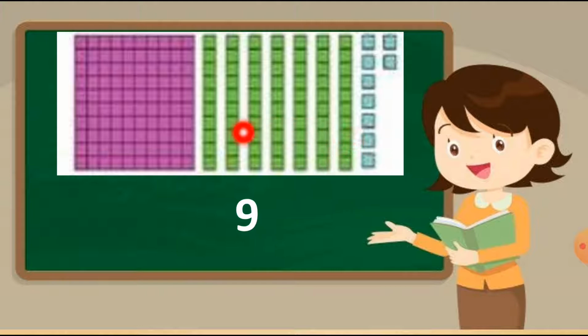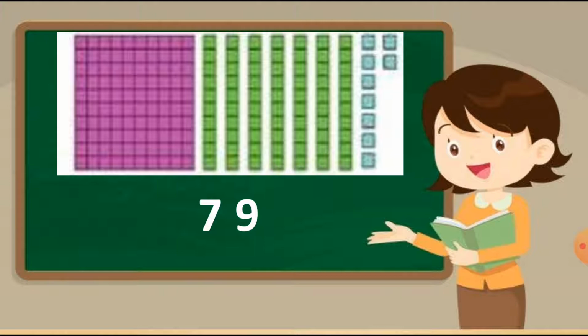Now these green standing sticks indicate the tens value. Students, let's count these sticks. How many are there? 1, 2, 3, 4, 5, 6 and 7. How many green sticks are there? 1, 2, 3, 4, 5, 6 and 7. So, students, I have to put 7 in the tens place.